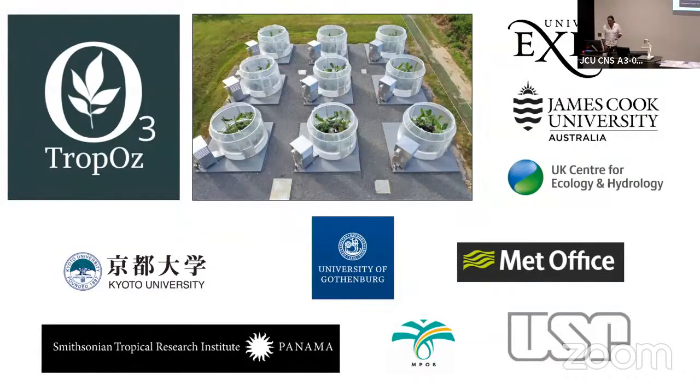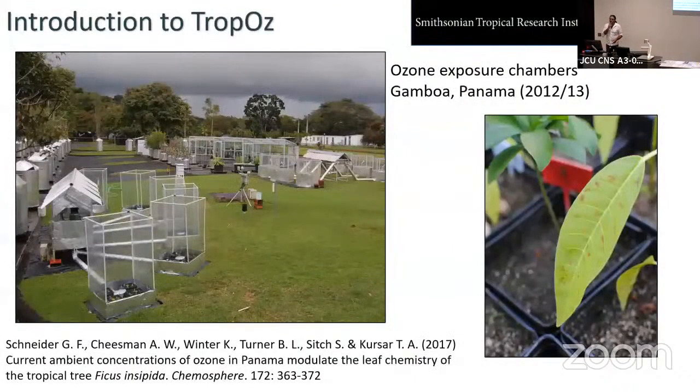I think it's important to note here that this builds off work that was conducted back in 2012. Before I came to Australia, I was working at the Smithsonian Tropical Research Institute in Panama, where I met Stephen, and we came up with a little system, built on a shoestring from things we had lying around. It showed that even under the relatively modest ozone concentrations that you see in Panama, and I'll get to what kind of concentrations they are later, we are seeing changes in leaf chemistry that are quite profound.